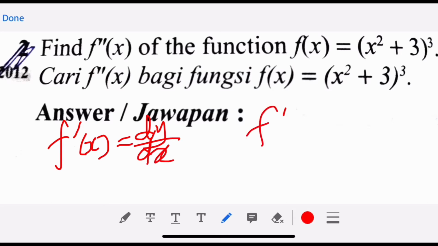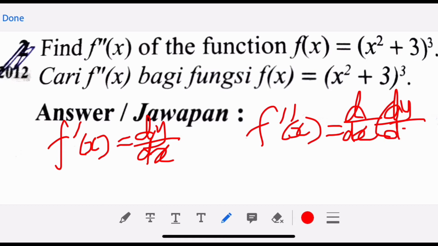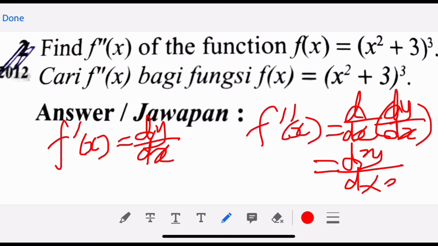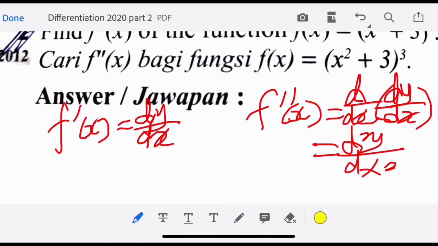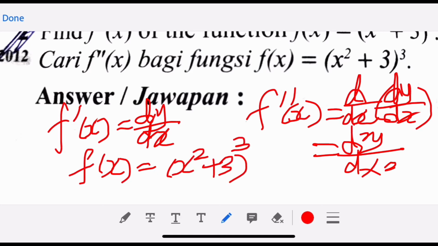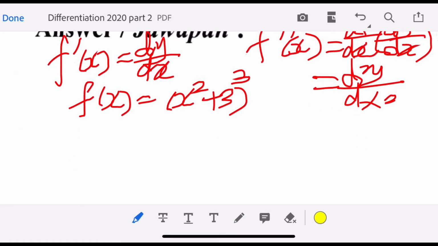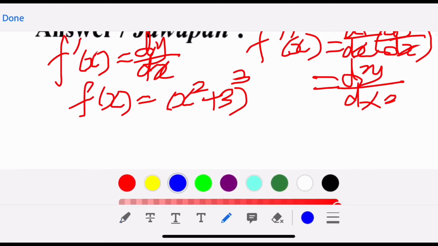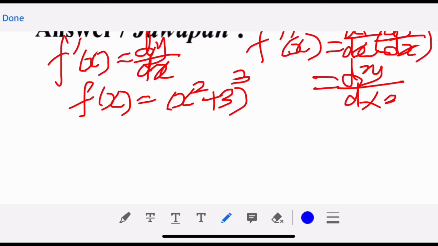So f double prime x is to differentiate your dy/dx. Differentiate with d/dx. That's called differentiate. The symbol for differentiate is d/dx. So you get d2y/dx squared. That's how you write the symbol. We call it the second derivative sometimes. dy/dx is the first derivative. There are so many names for that, so it makes you very confused, right? From the function, I want to differentiate the function. So you can make it y and then you do dy/dx. Then after that you change to the symbol f prime x. No problem.